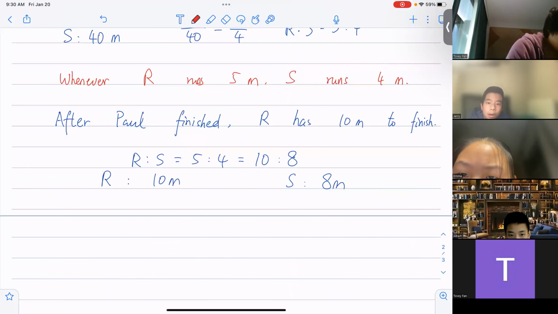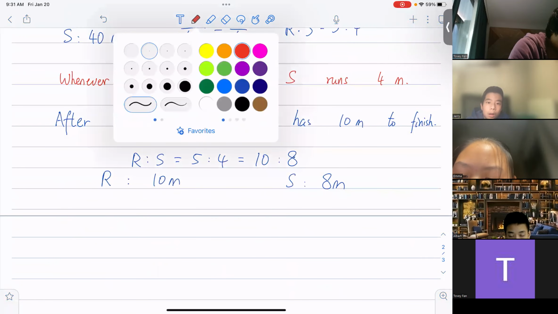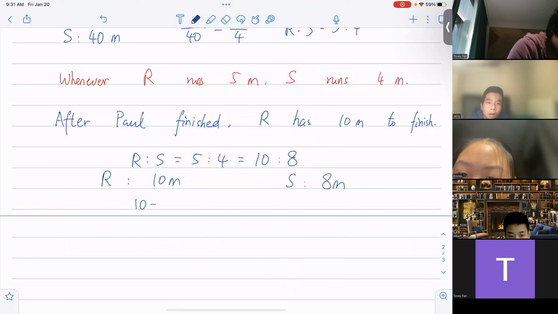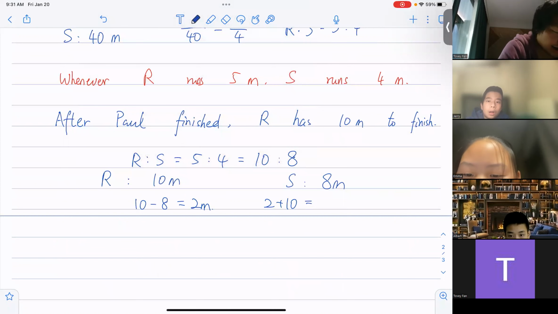So in the end, you could say 10 minus 8, that's 2 meters difference, right? And then 2 meters plus the 10 meters he has already been behind. So the answer is 12 meters.